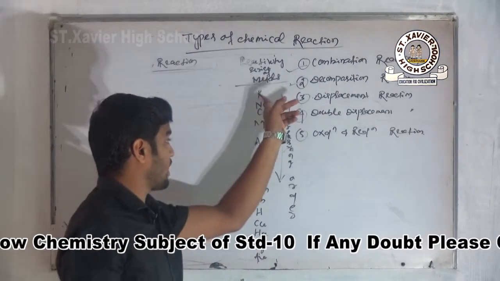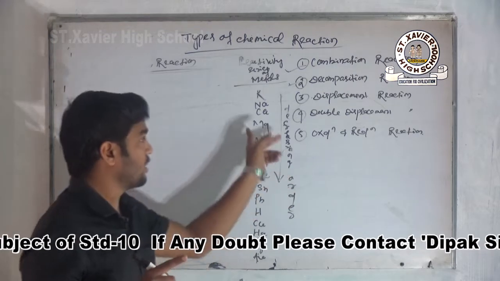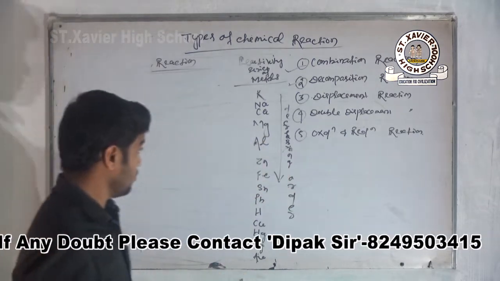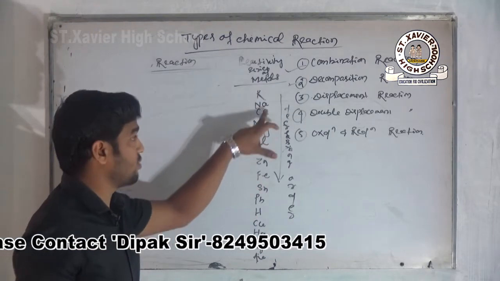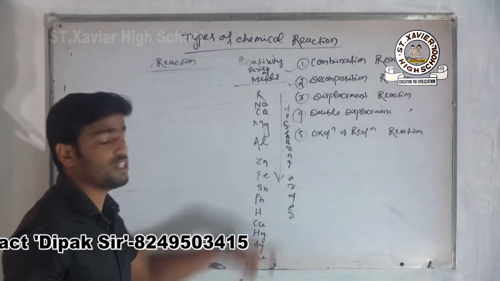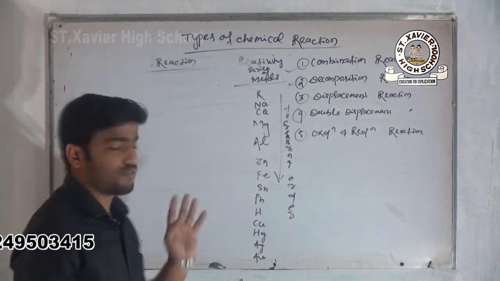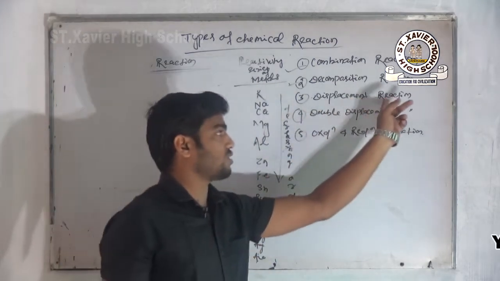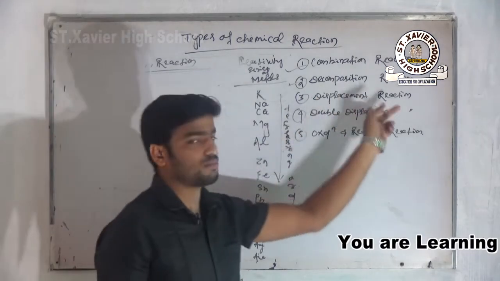Then why is it more reactive and why is it less reactive? It may be a question. You may read the details in your chapter 3. You may know why this is more reactive, why this is less reactive, what is the reason behind the more reactive and what is the reason behind the less reactive. Your details will be confirmed in chapter 3. But now our aim is to complete the displacement reaction. You just remember the series. Then comes the displacement reaction.